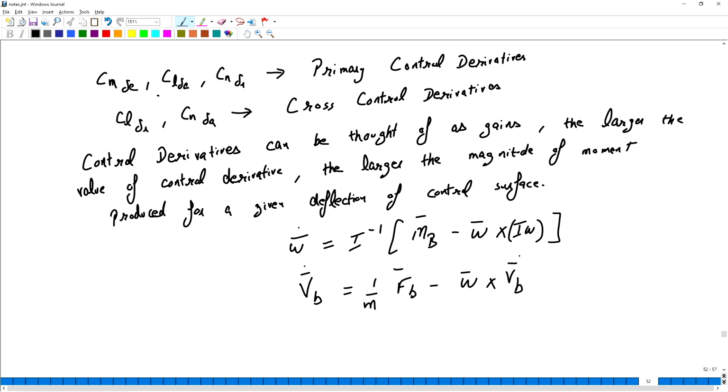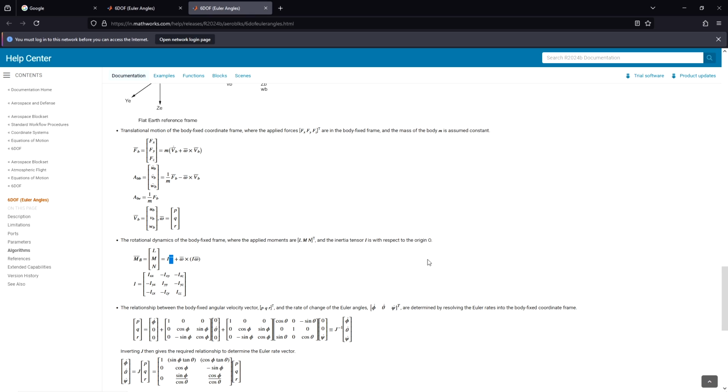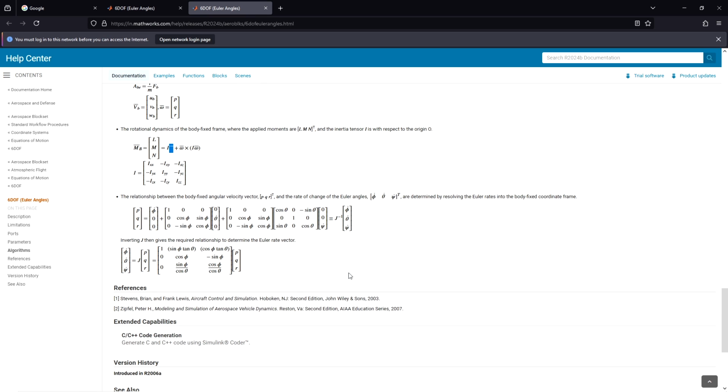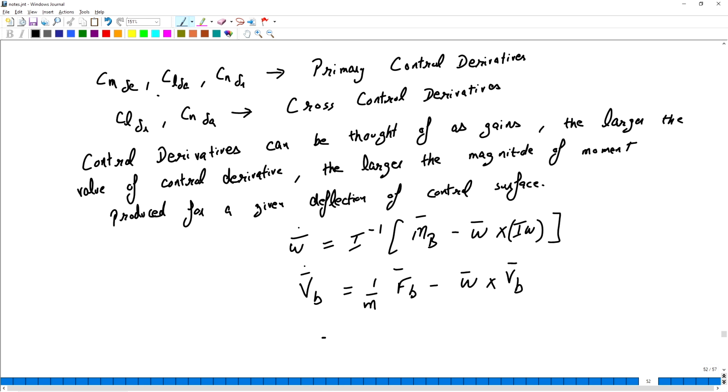All right. And similarly, we had a theta dot equation as well. Let me write only this equation, that is theta dot equation. Theta dot can be written as q cos phi minus r sin phi.